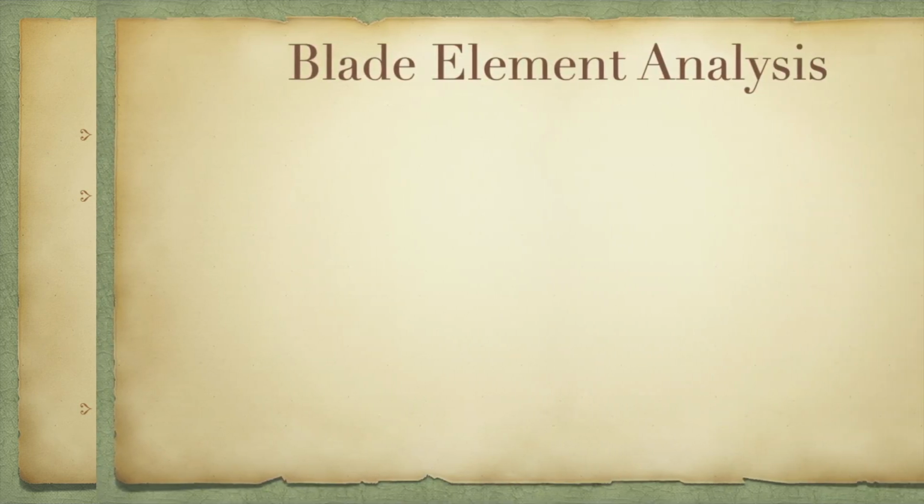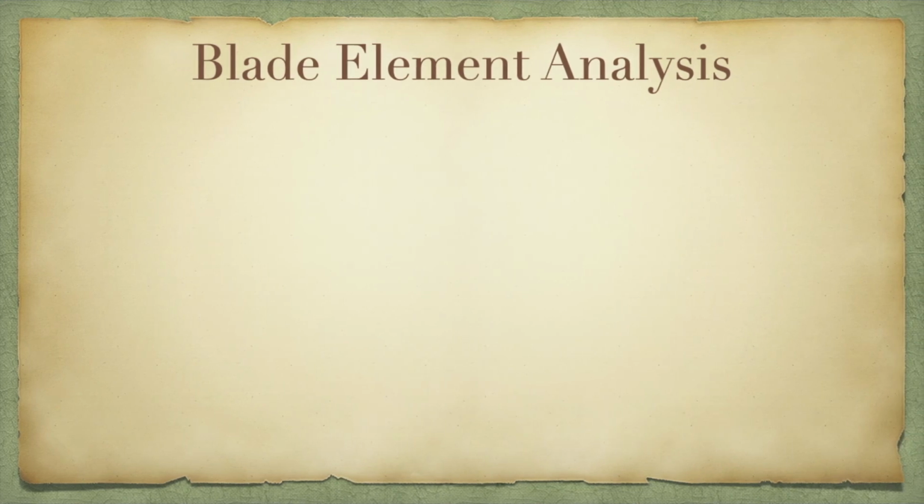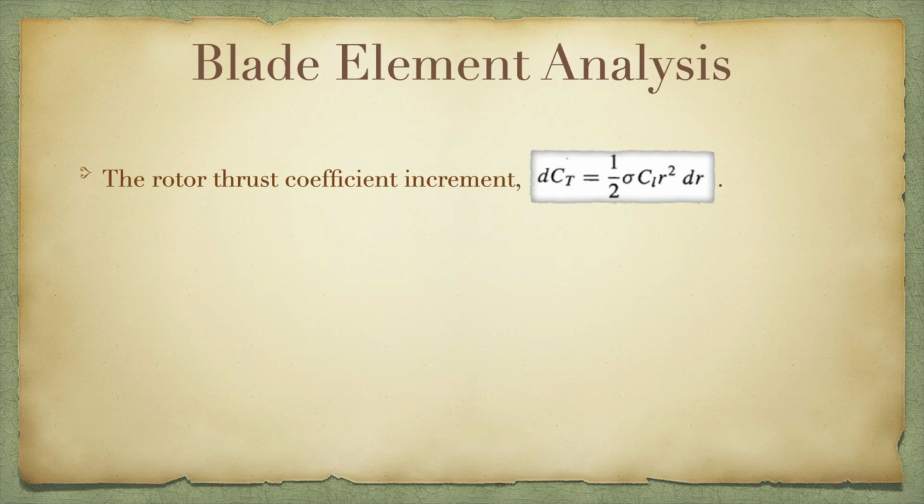This leads us to the simplified equation, or the final equation of the rotor thrust coefficient increment, which is simply dCT is equal to 1 by 2 sigma Cl r squared dr. Here sigma is the rotor solidity, Cl is the lift coefficient, r is y by R. This is one of the most fundamental equations for rotating wing analysis by means of blade element theory.